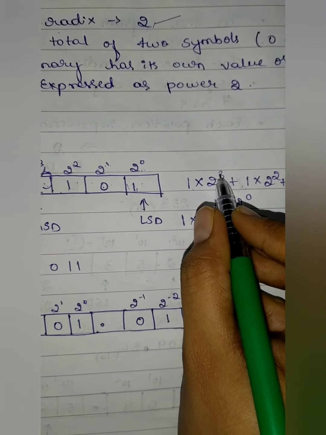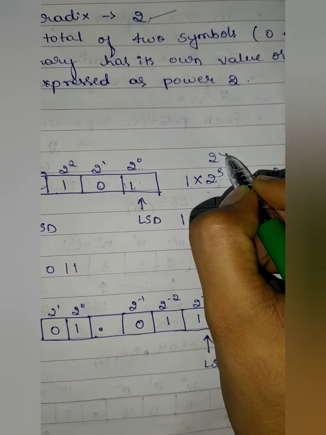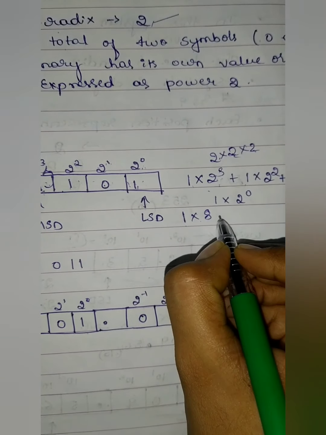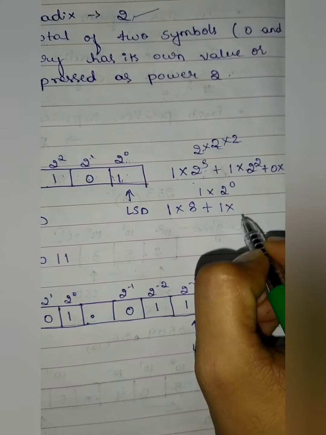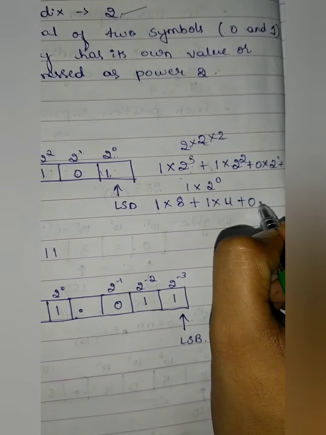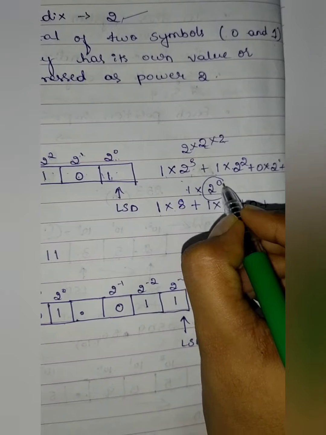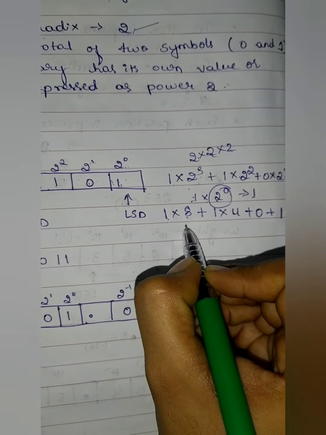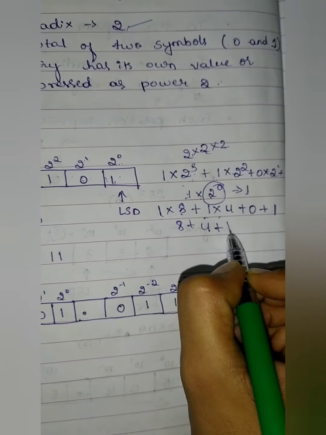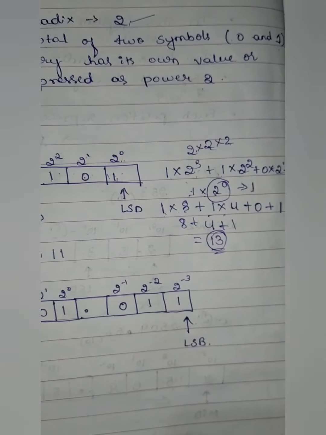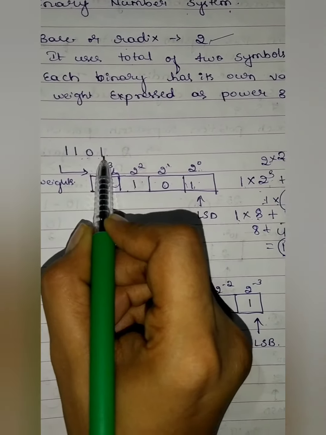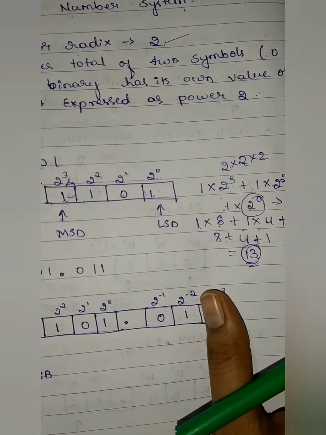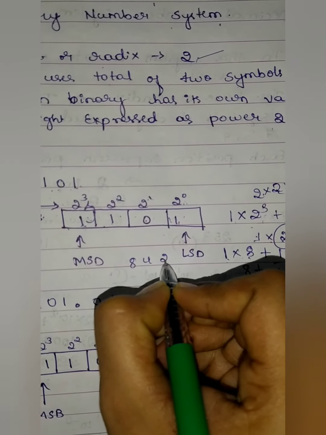2 to the power of 3 is 2 into 2 into 2. 2 2s are 4, 4 2s are 8. So 2 to the power of 3 is 1 into 8, plus 1 into 2 to the power of 2, which is 4. 0 with any number is 0. Then 1 into 2 to the power of 0 is 1, so 1 into 1 is 1. So what is the total value? 8 plus 4 plus 1, that is 13. So this 1101 is nothing but 13.